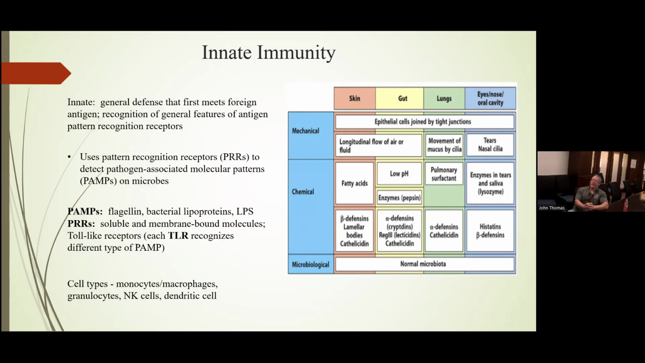And so if we look at the top of the graph, we've got skin, gut, lungs, and the eyes, nose, and oral cavity as locations within the body. And then moving down the y-axis, we have the different types of actions within those areas, mechanical, chemical, or microbiological, that help aid the immune response in preventing pathogen infection and the establishment of infection. So we have this general defense system that's going to function in a very non-specific way in order to help prevent the establishment of infection.